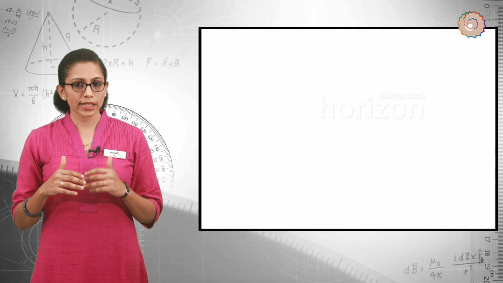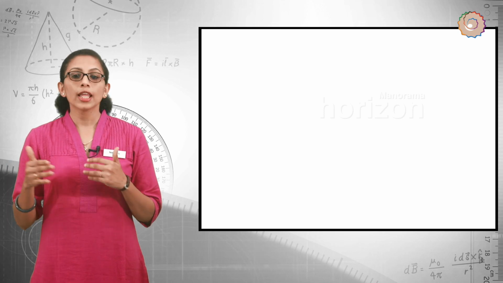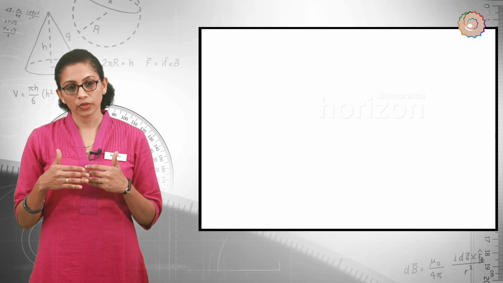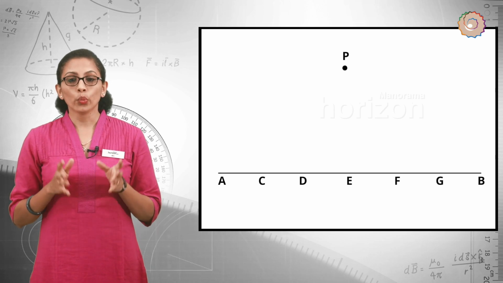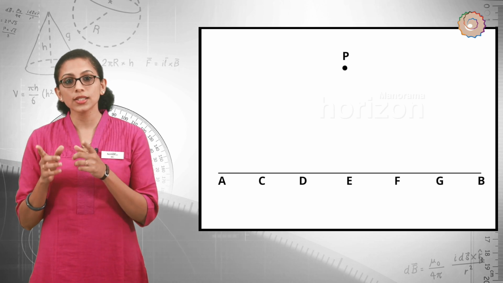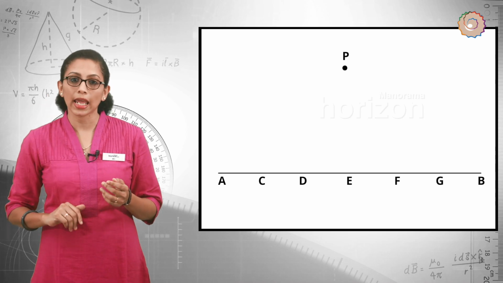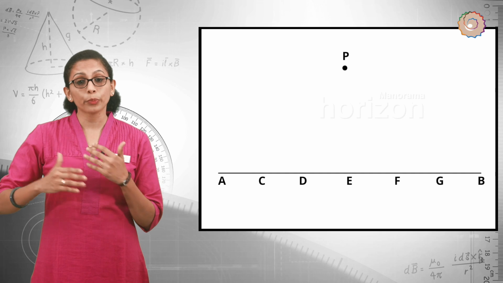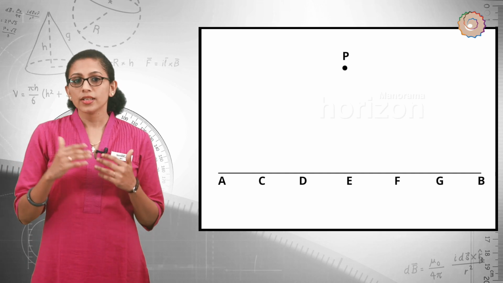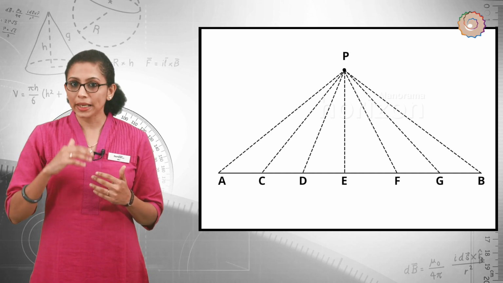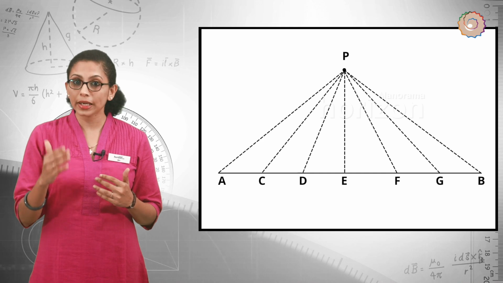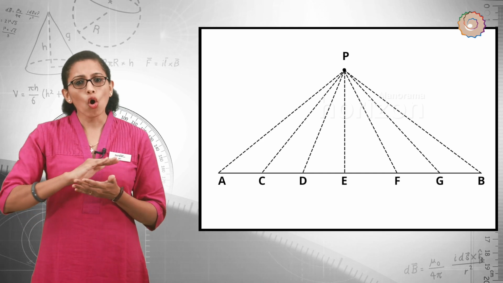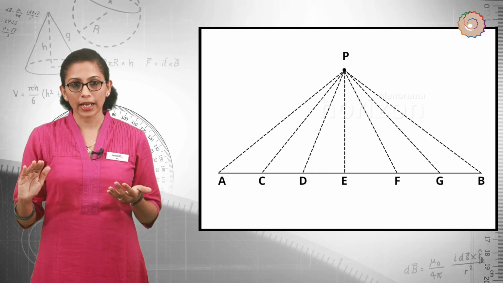Next, we will discuss equal chords and their distances from the center. Here we are going to discuss the relationship between the length of the chords and their distances from the center. In the given figure, we have to find the distance of point P from line AB. You can see we can draw multiple lines from point P to line AB, such as PC, PD, PE, PF, PG, PA, PB. All these lines are of different length.